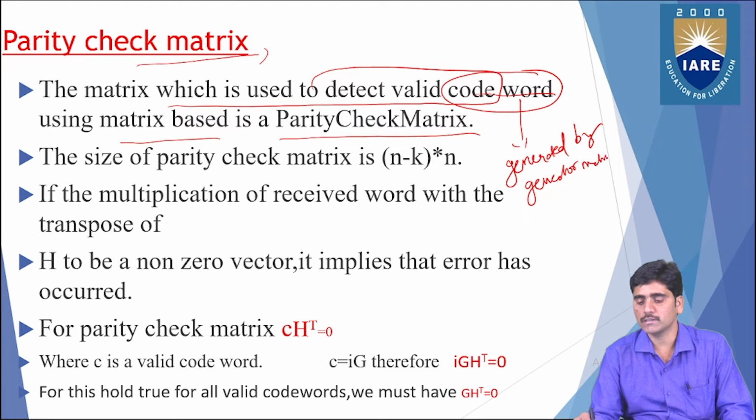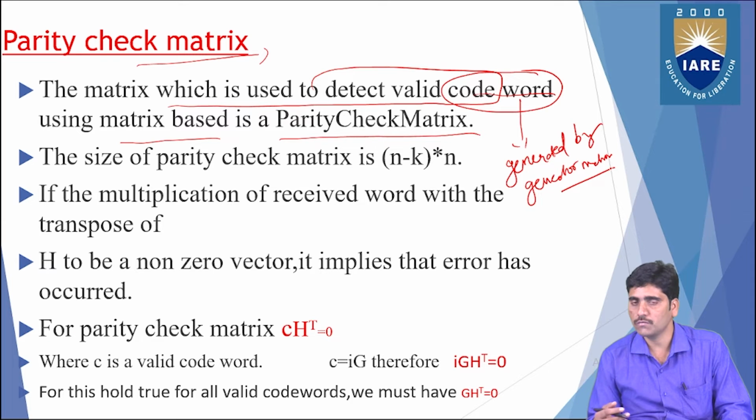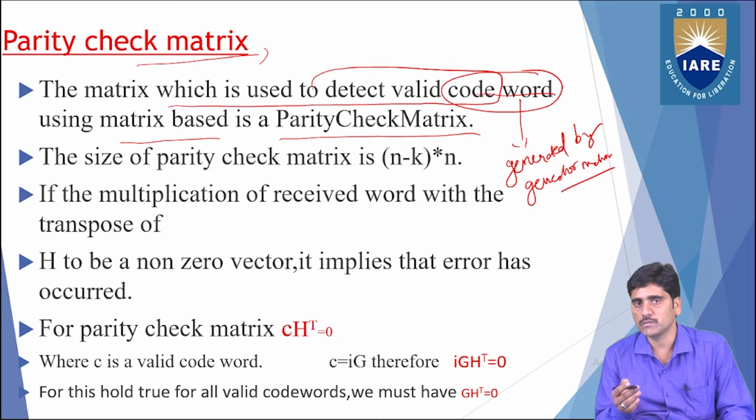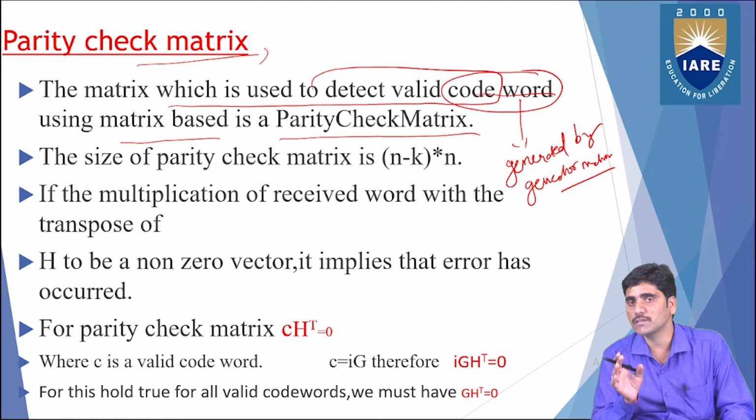So the generator matrix is used to generate the code words with the help of the formula C equals IG, where I equals the input vector or information bit and G equals the generator matrix. With the help of C equals IG, we get different types of codes, that is, code words. But we have a doubt whether they are valid code words or not. So that is what we doubt.